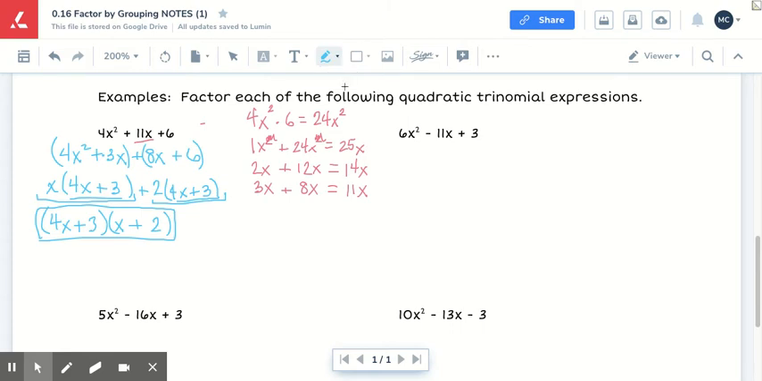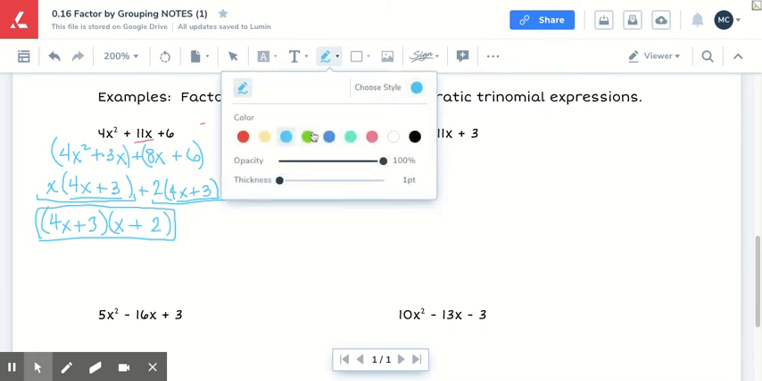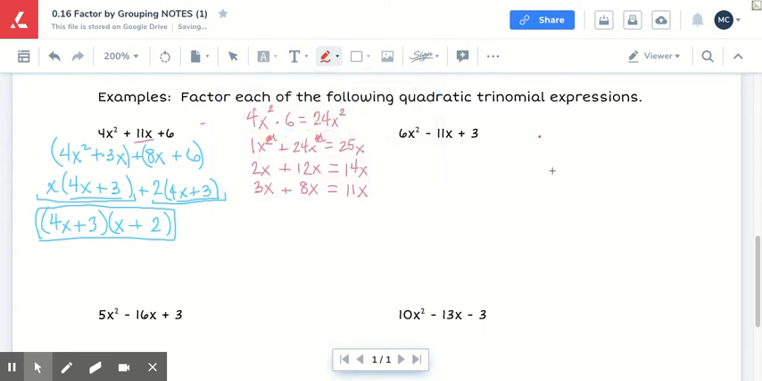Let's look at the second one on here now. So 6x squared minus 11x plus 3. See if I can find another color that will work here. I'm going to use red for my scratch work this time. Okay, so I'm going to start with scratch work on this one. I'm taking 6x squared and multiplying it by 3. So 6x squared times 3 is equal to 18x squared.